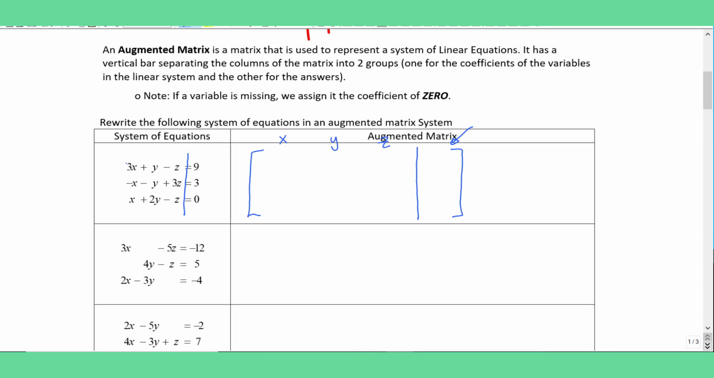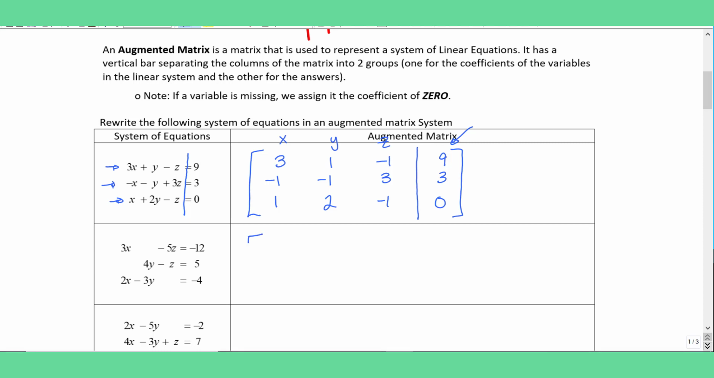So we're just going to take the coefficients of this first equation. So I have a 3, a 1, a -1, then we have a 9. Here we have a -1, a -1, a 3, and a 3. This is +1, +2, -1, and 0. And that's it. Just to rewrite the system of equations into an augmented matrix system.